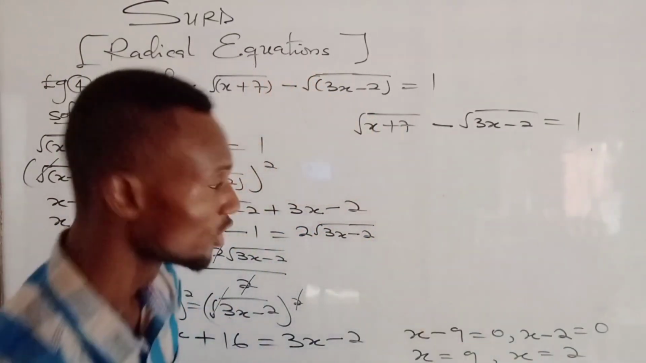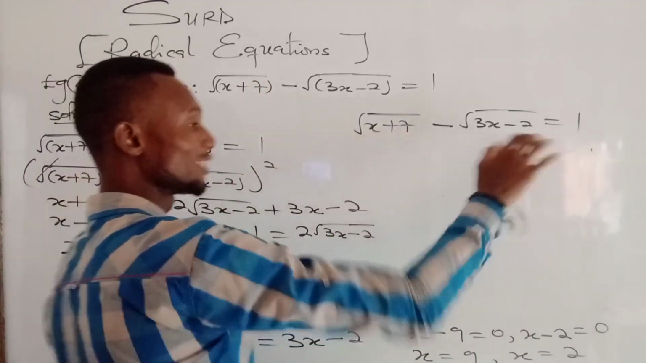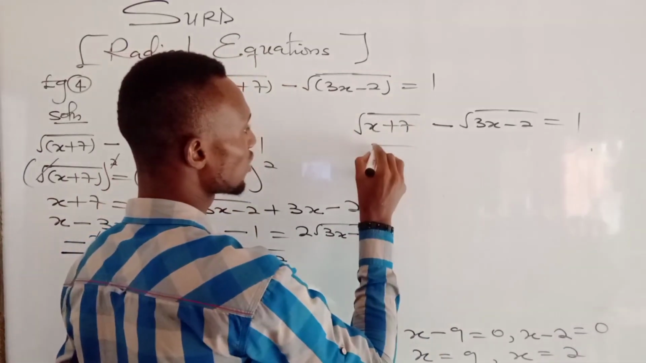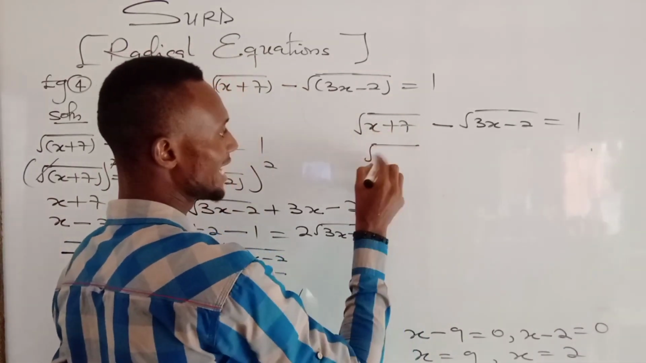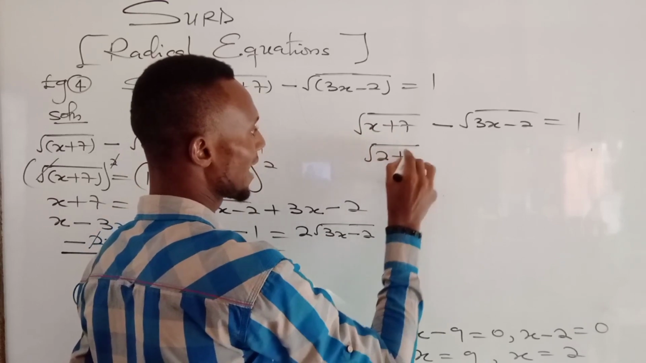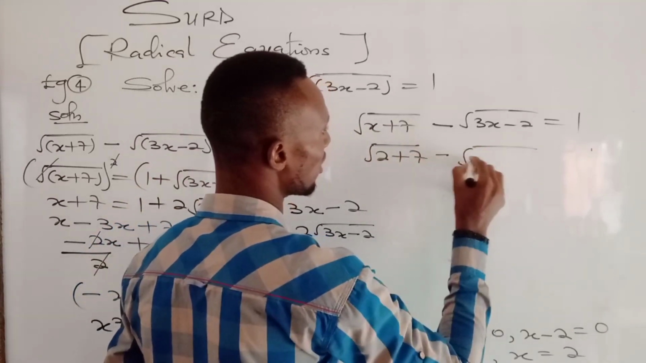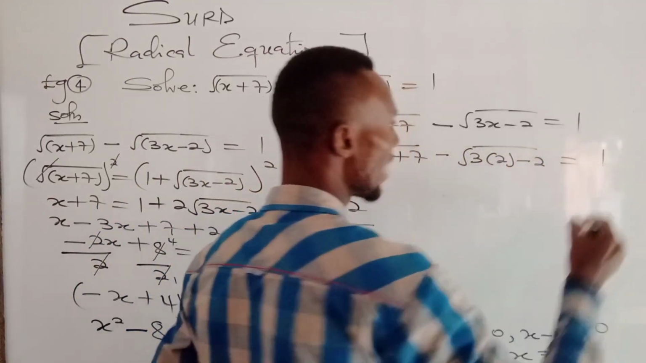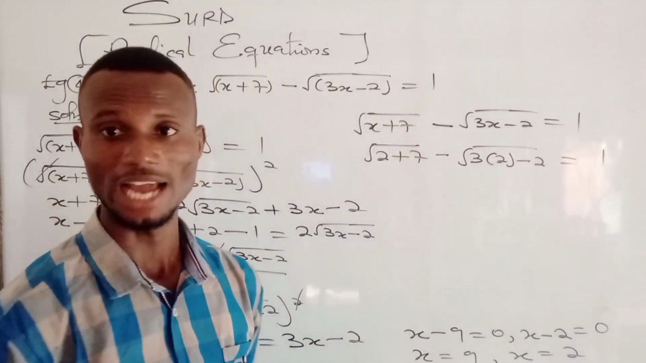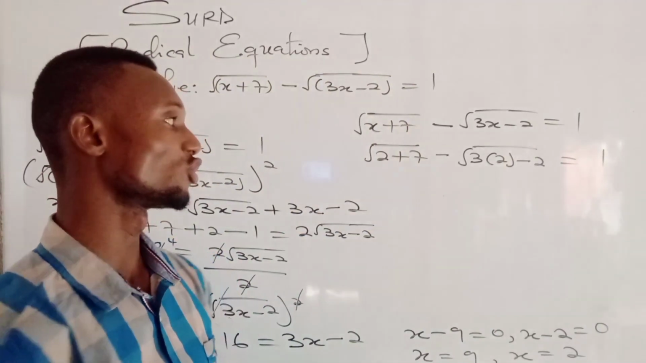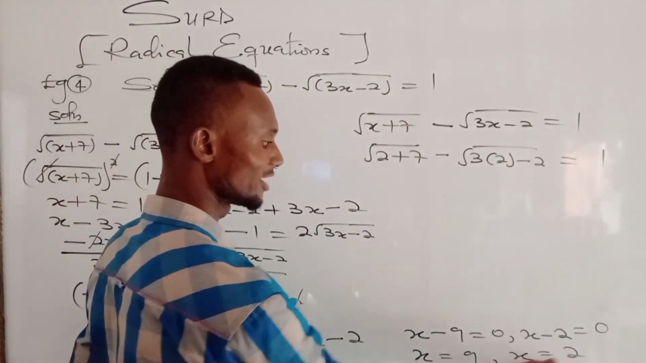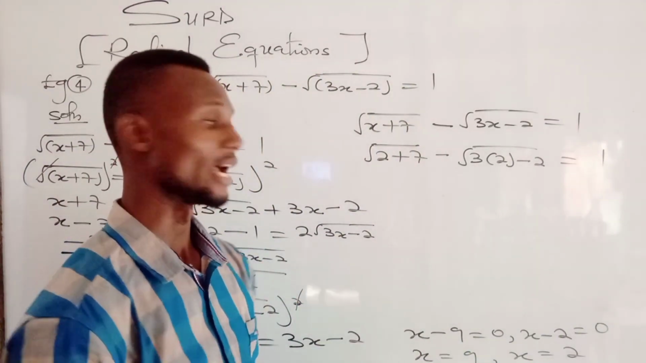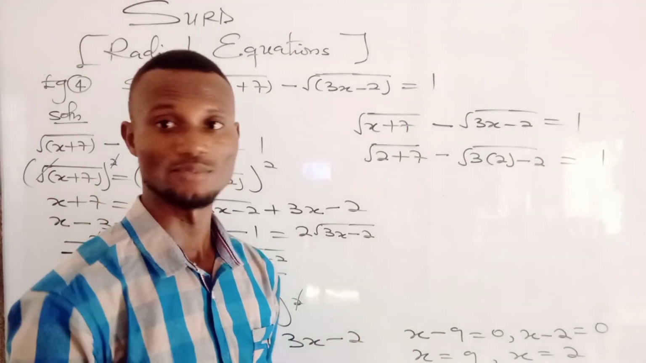So let me clean this and let's test for s equals 2 as well. Wherever I see s in this equation, I'm going to put 2 there. I hope you agree with me. So I'm going to have square root of 2 plus 7 minus square root of 3 times brackets 2 minus 2 should give us 1. All that we did is to input the value of s equals 2 in the given equation. So let's simplify further and see if s equals 2 satisfies the equation.